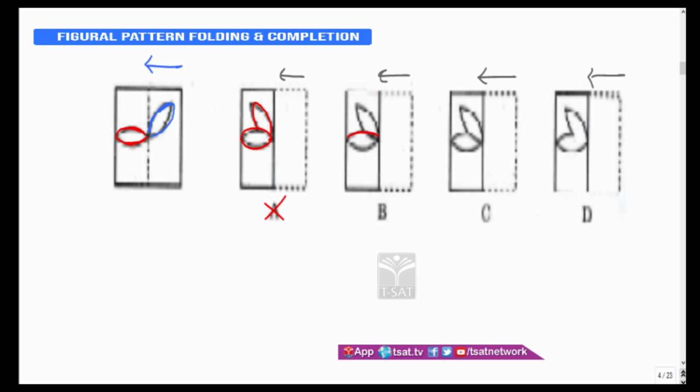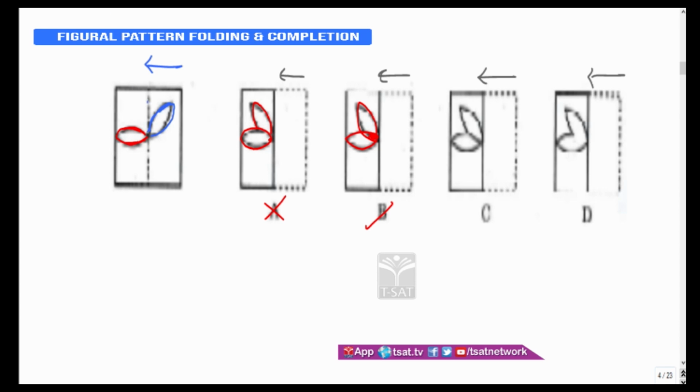This is a figure that won't change. The moment I am folding, you can clearly see this line is coming from here. So you can clearly see an overlap here. Because of this overlap, I can say that the answer is option B. So I am drawing here.